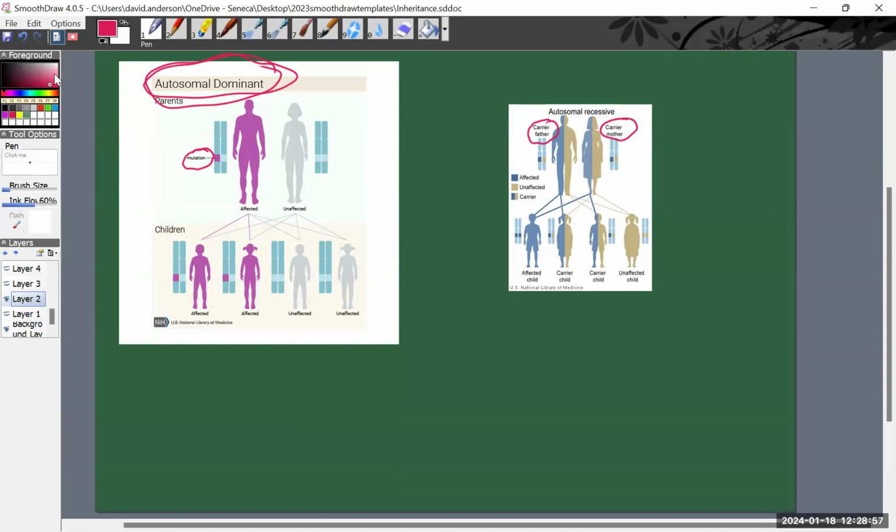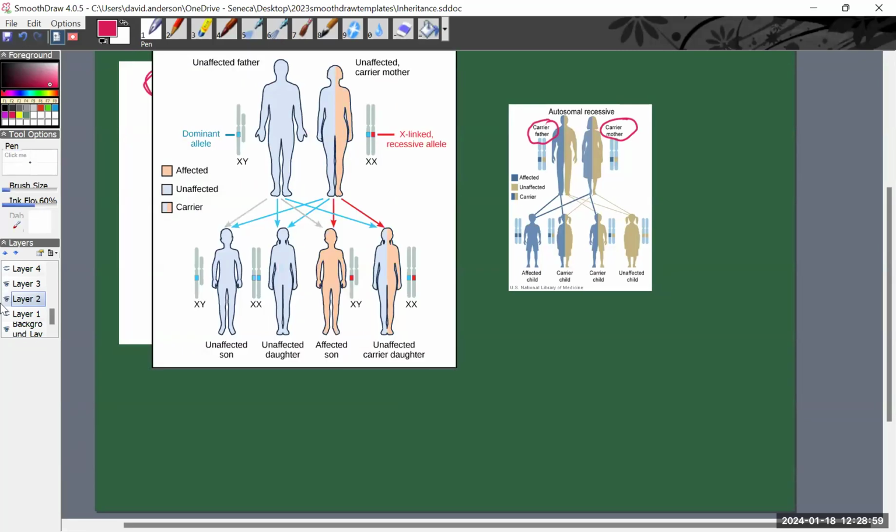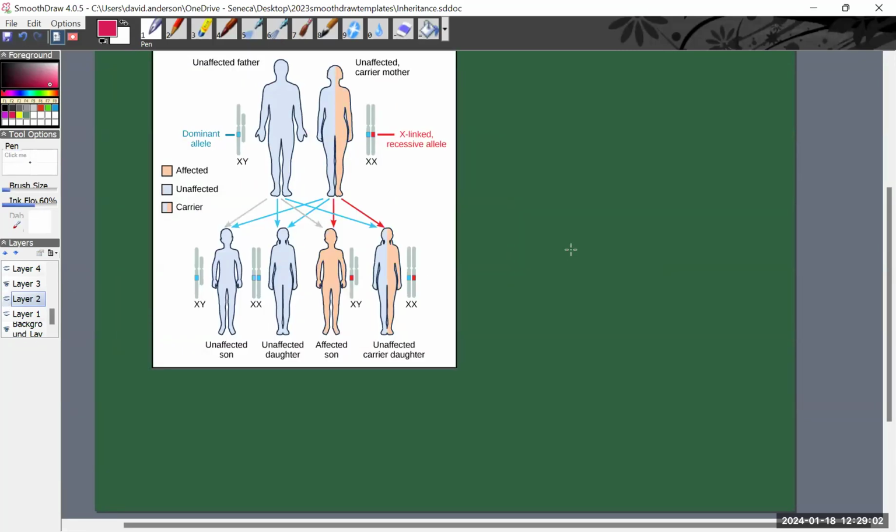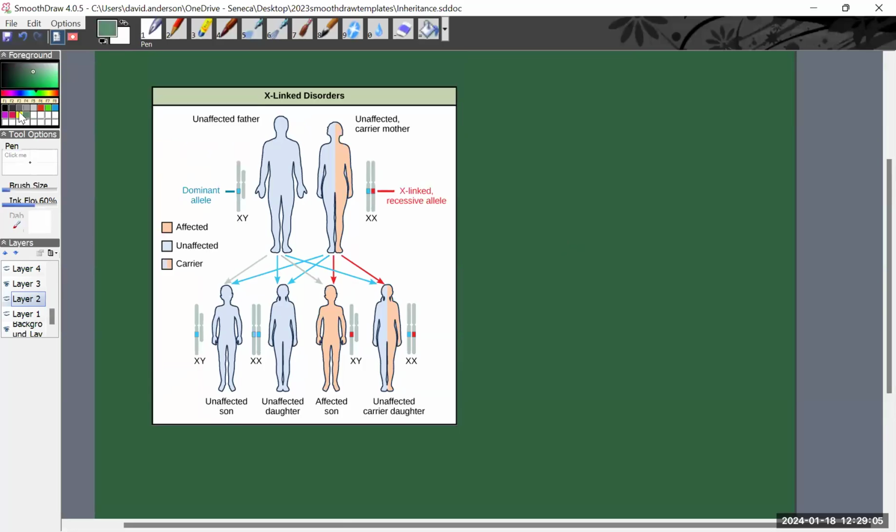The recessive way of looking at this is this one. So in this case, we see that the dad is unaffected. He has the dominant allele, so he's not going to express. So this is a guy, the male has the dominant allele. So he is unaffected.